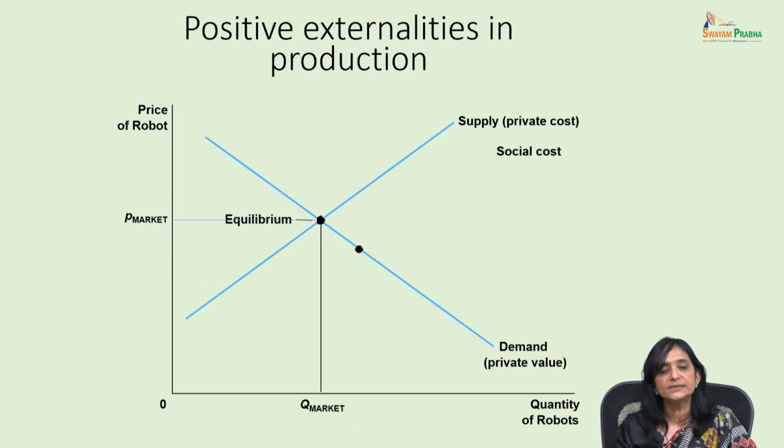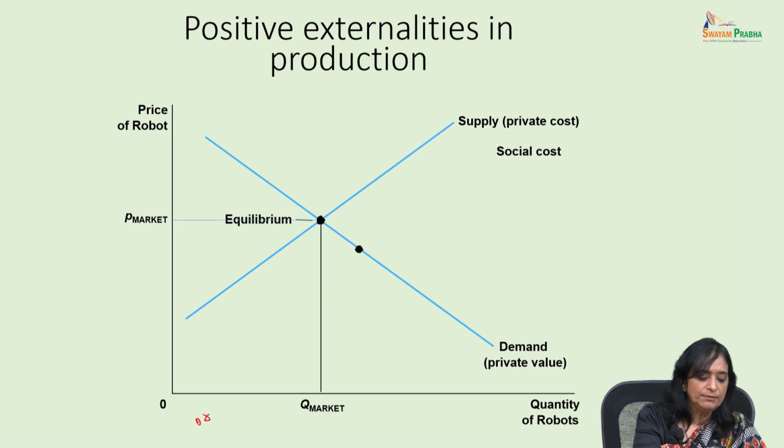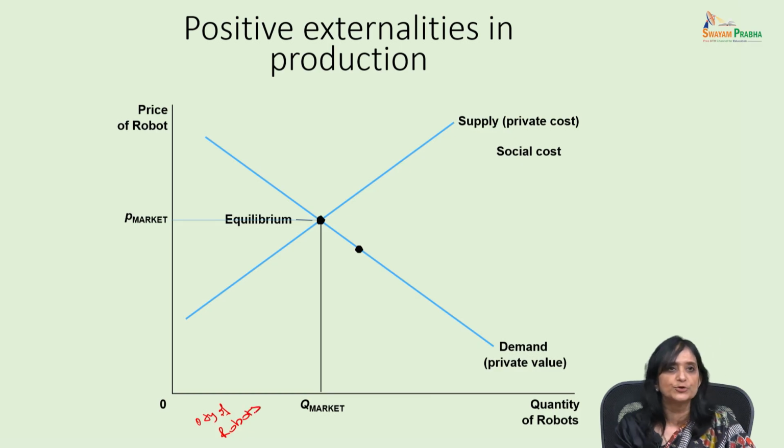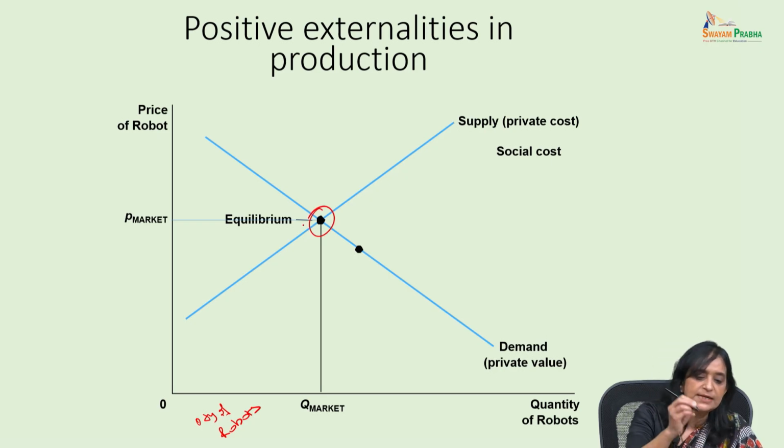Now, after understanding the negative externality, let us have a look at the positive externality in production, and then we will have a look at the positive externality in consumption. Again, we see here is, let us say, the quantity of robots on the x-axis, and price of robots on the y-axis. Equilibrium is at this point E.